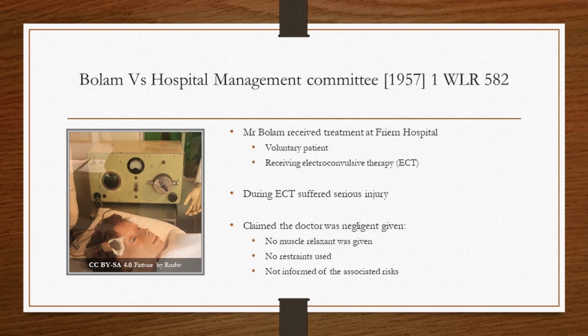During ECT, the patient suffered hip fractures resulting from violent muscle contraction. Whilst Mr. Bolam's symptoms of depression had improved, he was not happy with his resulting injuries, so he sued the committee for compensation. He made the argument that they were negligent. This was based on the grounds that they had not issued him with muscle relaxants, they had not restrained him during the procedure, and he claimed he had not been warned about the risks involved.